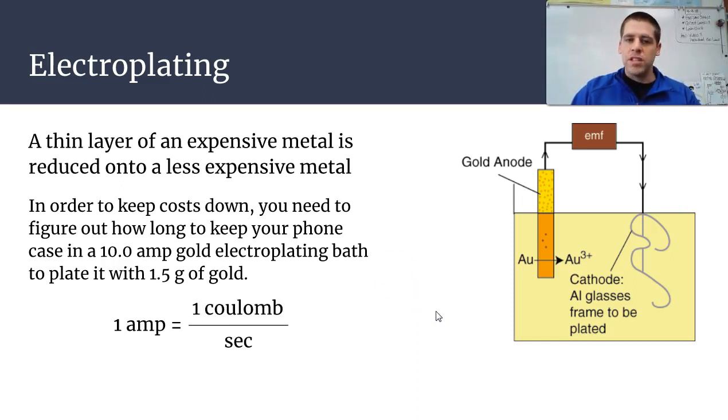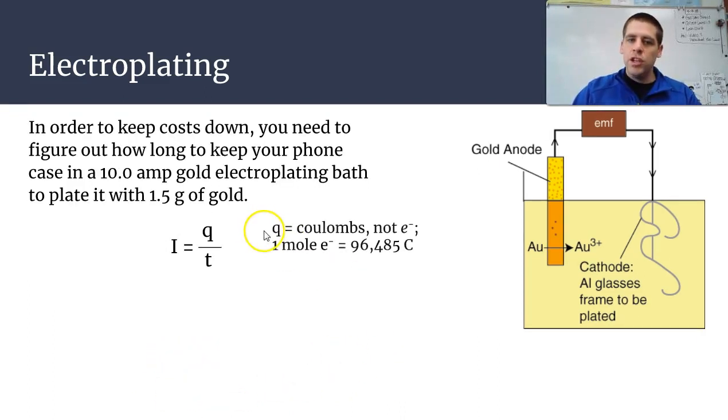Well, 1 amp is a coulomb per second, and this is the equation to represent this. So I is used to indicate current, or amps. Q is the variable used for coulombs, and then time is in seconds, right? This equation is on your formula sheet. Remember that Q isn't the number of electrons. Q is the charge, a number of coulombs. And a mole of coulombs is Faraday's constant. Remember that Faraday's constant is 96,500 coulombs per mole of electrons. So if we have a mole of electrons, it's going to have that many coulombs of charge.